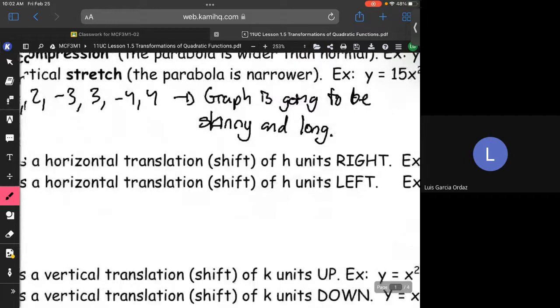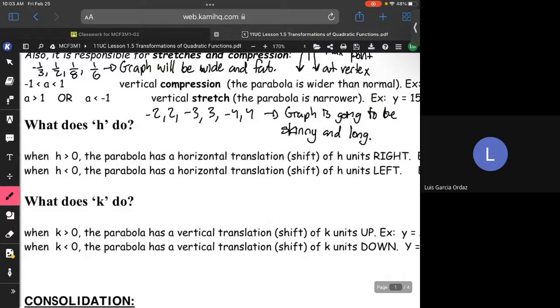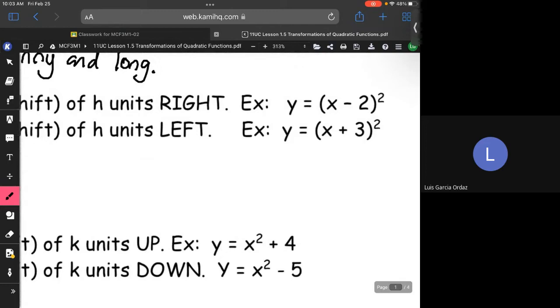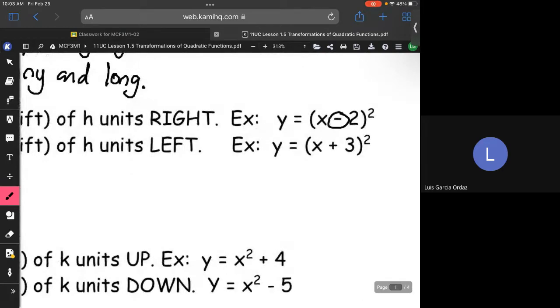So let's continue on. Like we were discussing with our h, if h is bigger than 0, the parabola has a horizontal shift of h units to the right. What that means is when I write it in my bracket, I have to have this minus 2 in there, because when I set my bracket equal to 0, I get x minus 2 is equal to 0. And when I move my negative 2 over, what happens to that negative 2? It becomes positive. So because my value becomes positive, this means I move 2 units right.